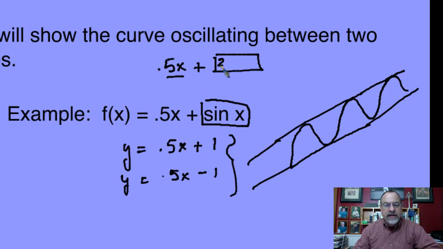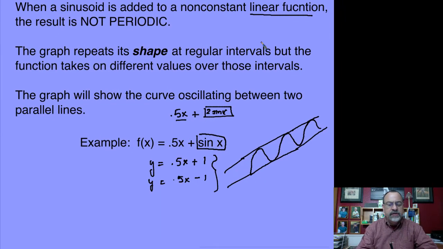So if I had a 2 sine x, well, this 2 now means that the sine wave is going to reach a max of 2, so I'd be adding 2 to this linear equation and subtracting negative 2 from this linear equation, so that would move the lines further apart, but you still would then have that sinusoid oscillating in between those two parallel lines. Okay, so that's what happens when we add a non-constant linear function to the sinusoid. It no longer is periodic. It oscillates between two parallel lines.